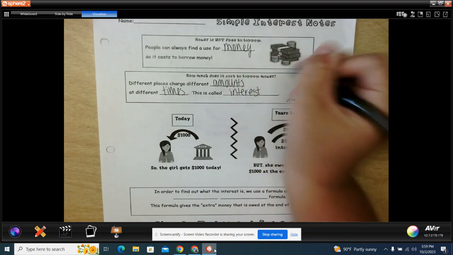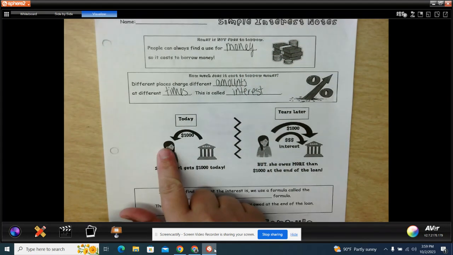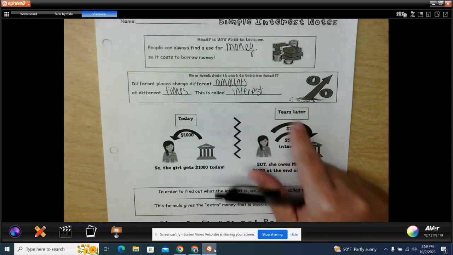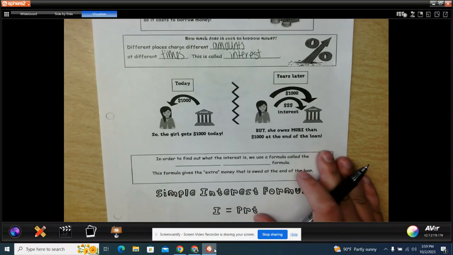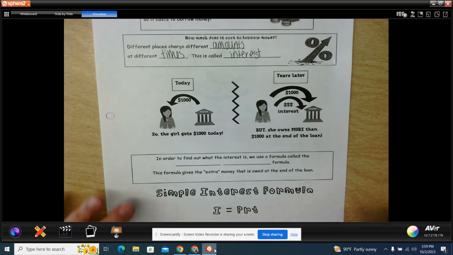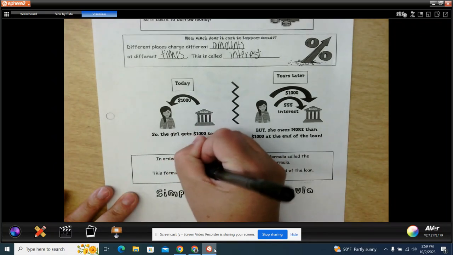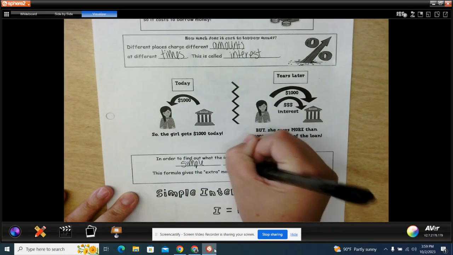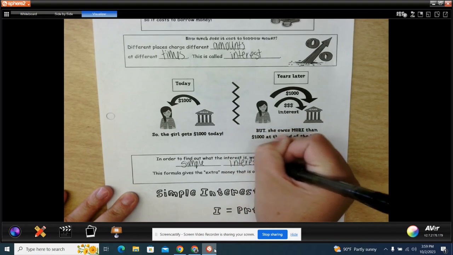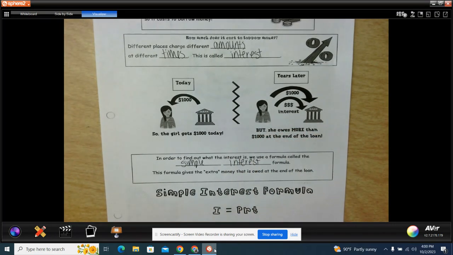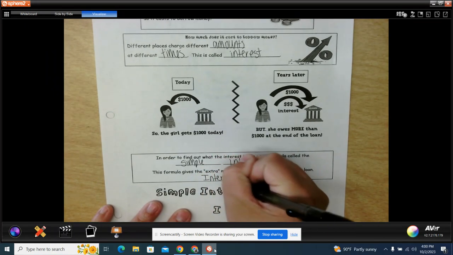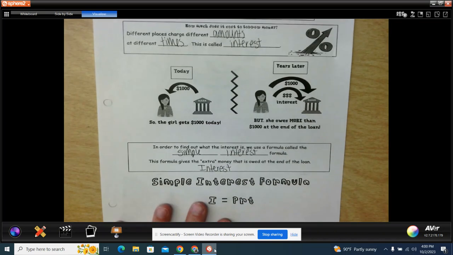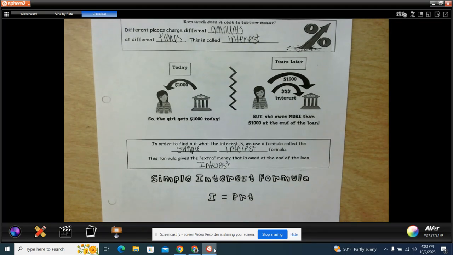If we borrow $1,000 from a bank, years later we would have to pay back the $1,000 and the interest. In order to find out what the interest is, we use the simple interest formula. This formula gives us the extra money that is owed at the end of the loan, which is what we call the interest. So we have a formula: I is equal to PRT.